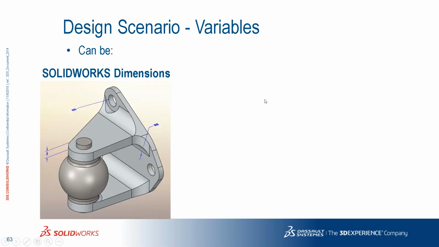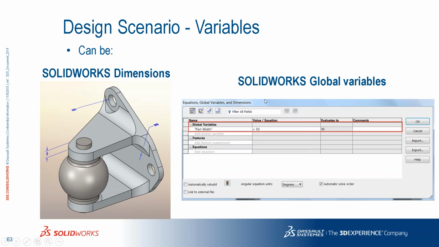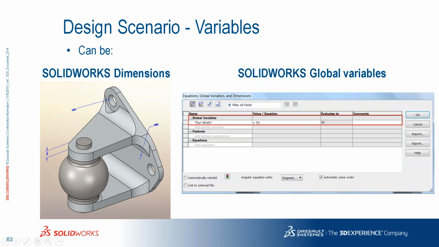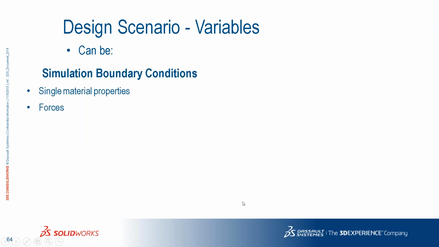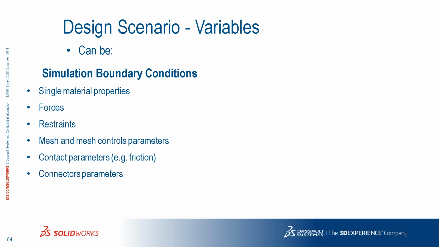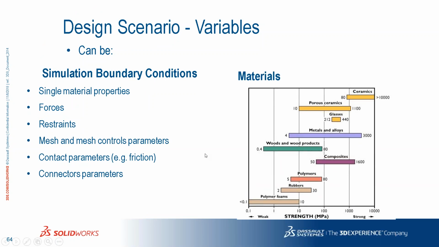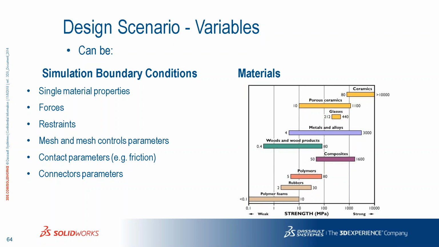So the variables can be SOLIDWORKS dimensions, or can even be global variables if you're pushing your model parameterization with equations. It can be boundary conditions, for example, a single material property, a force, prescribed restraints, mesh, contact parameters, bolt preload, for example. Or if you have SOLIDWORKS Simulation Professional or SOLIDWORKS Simulation Premium, you can even vary the material for each case and compare how the results change as you change your material.